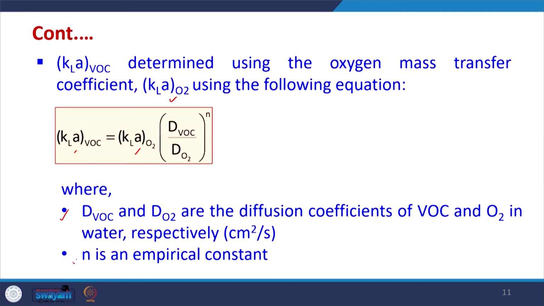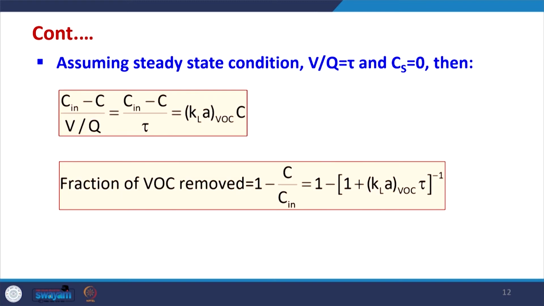n is an empirical constant, that depends upon the VOC. Generally it can be taken as 1, it can be 0.5, so it varies. But generally it can also be obtained for different types of VOC systems or treatment systems. So, through that we can find out the value of the overall mass transfer coefficient of the VOC.